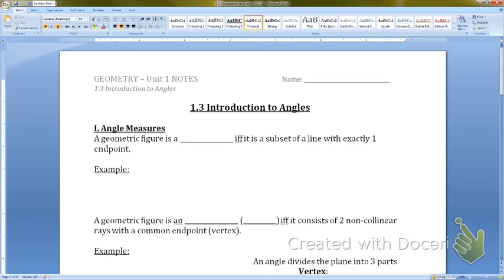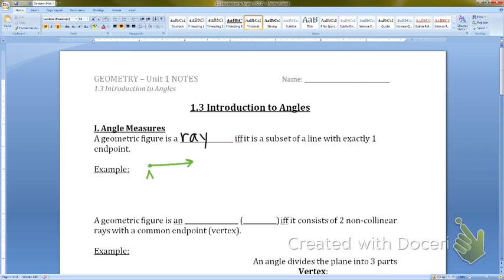A geometric figure is called a ray if and only if it is a subset of a line with exactly one endpoint. Alright, so a ray has only one endpoint. So a ray might look like this. Draw an endpoint going off to infinity in one direction.